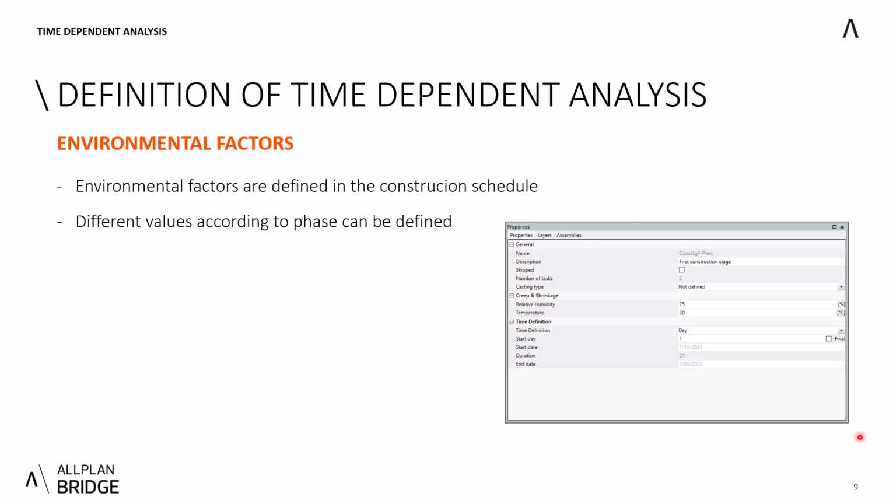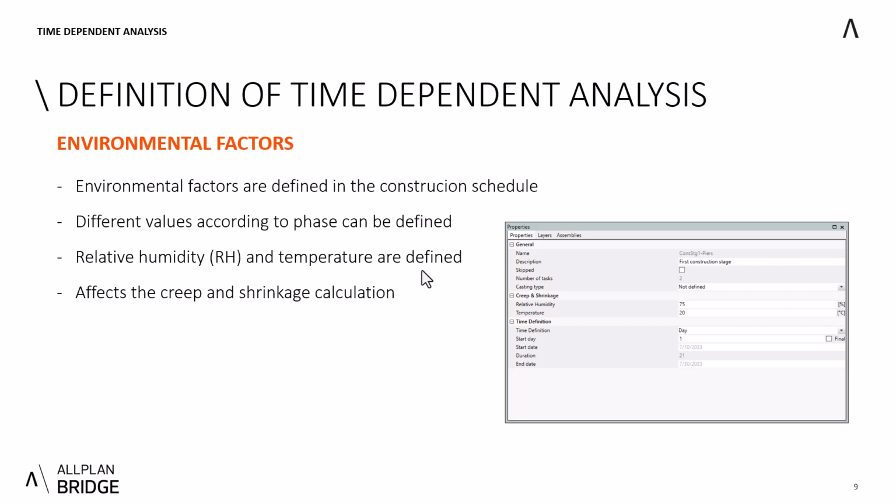This is the property window of the phase that we have defined, and there we already see a submenu where you can input the parameters for the relative humidity and the temperature under creep and shrinkage. And of course, as already mentioned, different values according to phases can be defined.